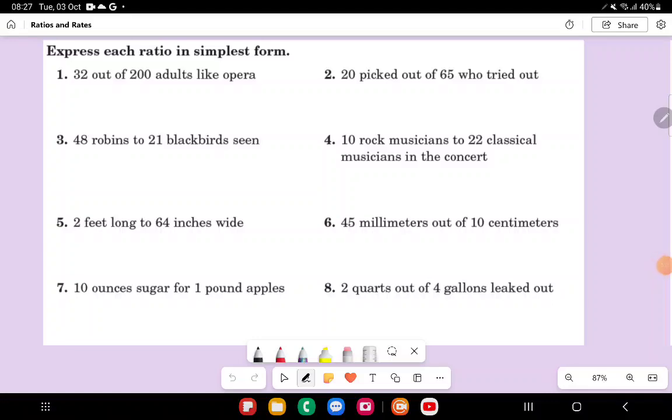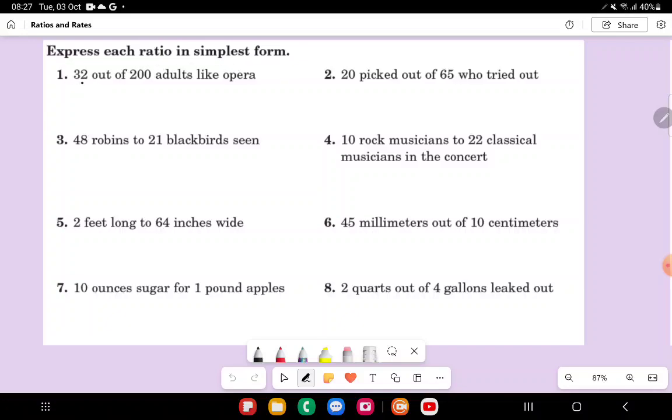Ratios and rates. Let's start with ratio. A ratio is a relationship between 2 or 3 or 4 numbers, and it tells you that the relationship between them is a very specific constant number. So in this instance, we're saying that the ratio needs to be expressed in the simplest form.